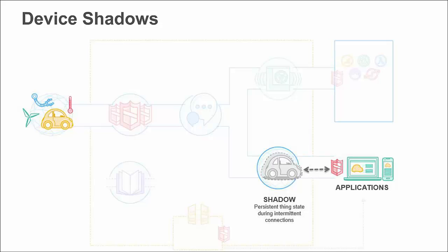The next concept I want to talk about is device shadows. You can think of device shadows as a persistent way to store state of your device in the cloud. It's a copy of your device's state in the cloud and allows you to do things like program against this shadow from an application.